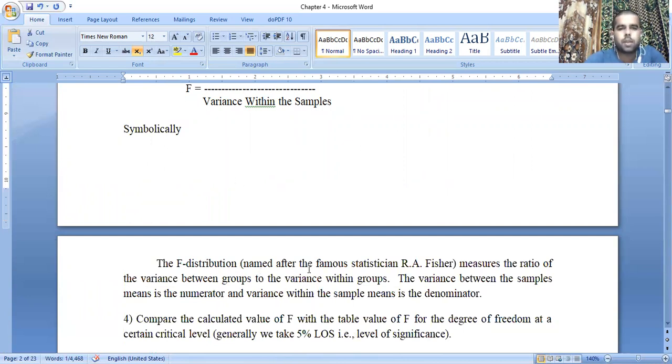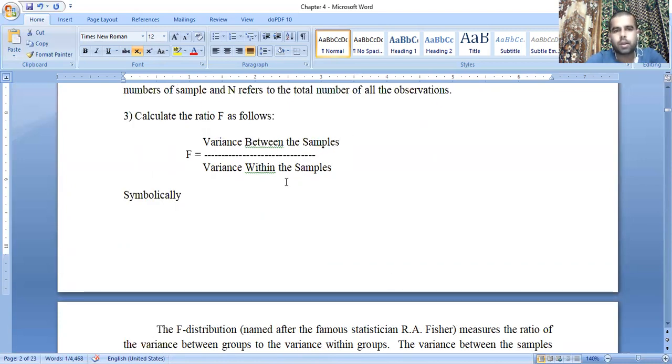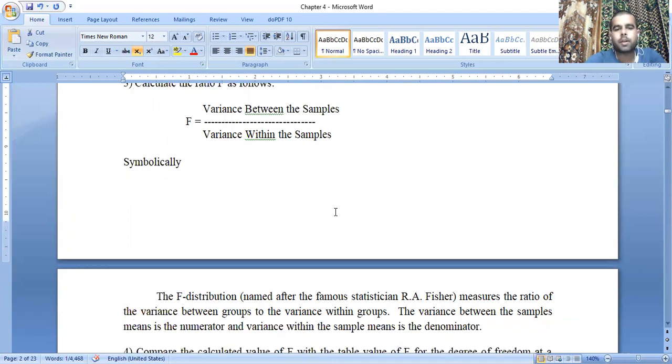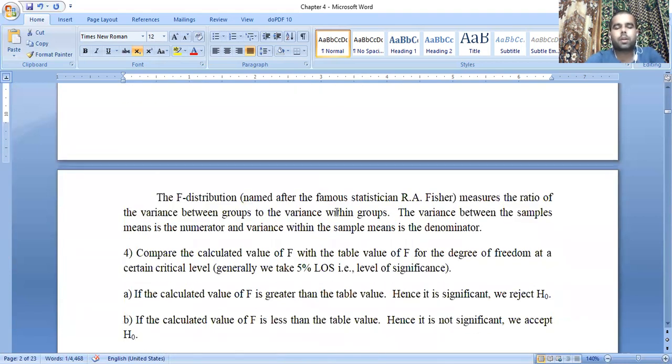The F distribution, named after the famous statistician R.A. Fisher, measures the ratio of the variance between groups to the variance within groups. The variance between the sample means is the numerator, and the variance within the sample means is the denominator. Between the samples means the upper part, which we call the numerator, and the lower part we call the denominator. After completing MSC divided by MSE, you will get some value, for example 10.1 or 5.1 or 1.4. You will get these values, and we call it the calculated value.